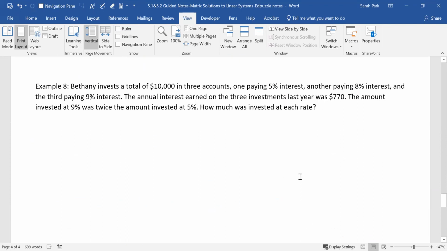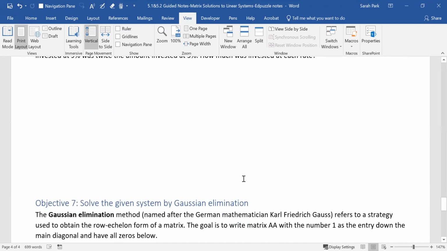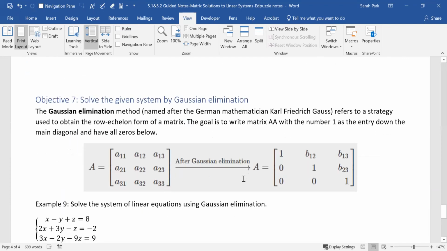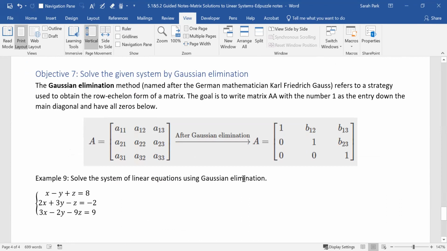Okay, for example 8, let's do this one in class together. This is going to be a similar problem where Bethany invests $10,000 in 3 accounts. So we'll save that for class. And then we have one more objective. There is another way. We looked at process of elimination and then using the matrix function in the graphing calculator. There's also a method called Gaussian elimination. We'll also talk about this method in class.